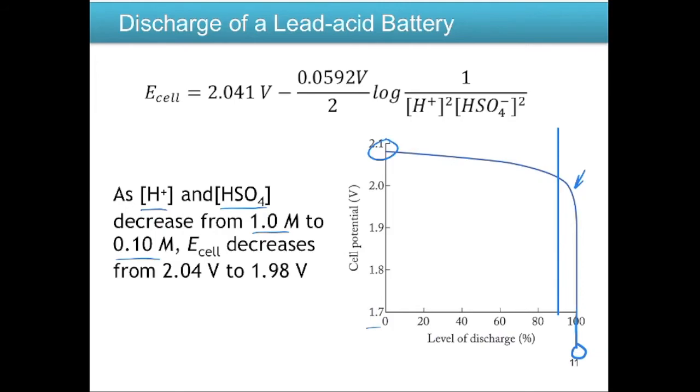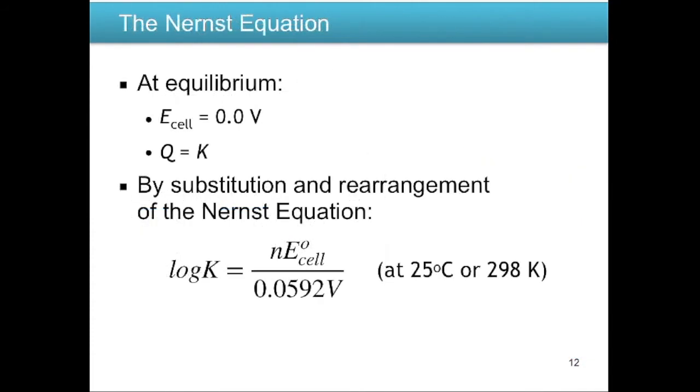So now what does it mean when a battery or a voltaic cell is showing 0 volts? Basically, when the battery is dead, what does that mean chemically is happening? What it means is that the battery has reached equilibrium.